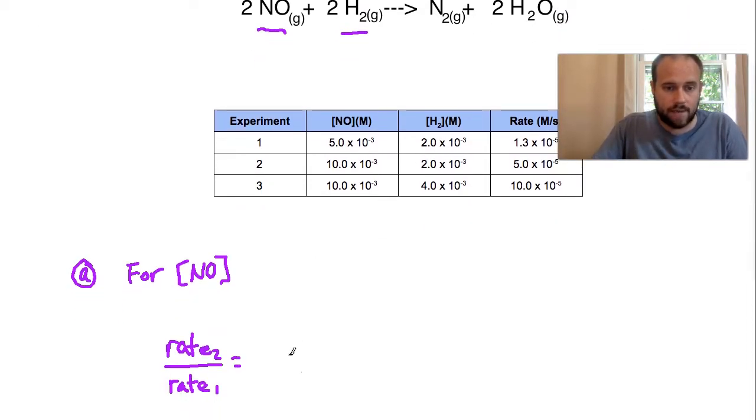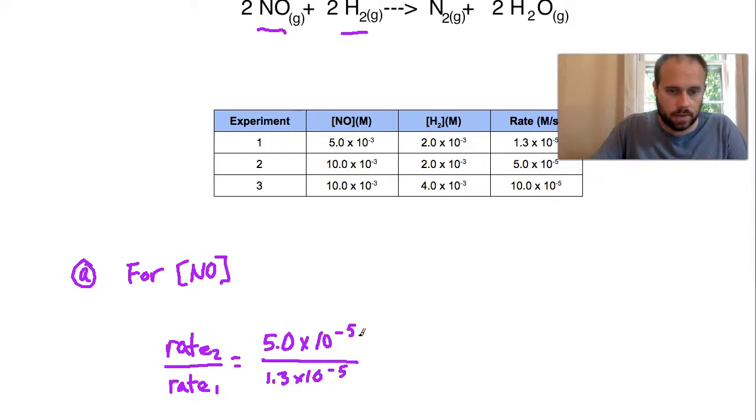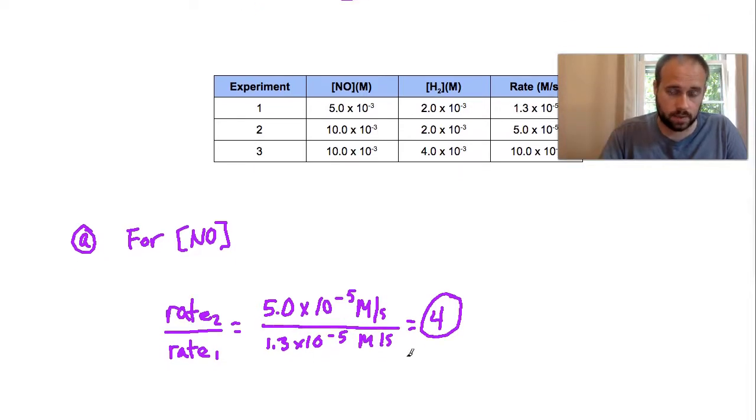All right, so what I have is rate 2 was 5.0 times 10 to the minus fifth, and then rate 1 was 1.3 times 10 to the minus fifth. And the units here, you can see from the table, is molarity per second. So what does that give me? It gives me the general ratio of rate 2 to rate 1, and what I get here is approximately 4. So that says that the rate in experiment 2 was 4 times faster than the rate in experiment 1. So this is the relative rate ratio in these differences here.